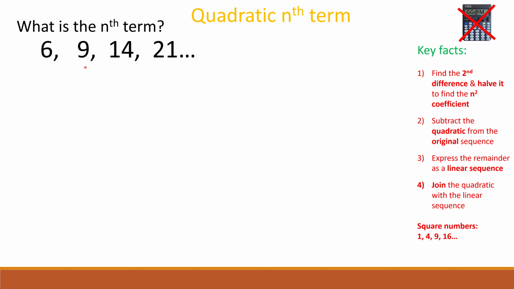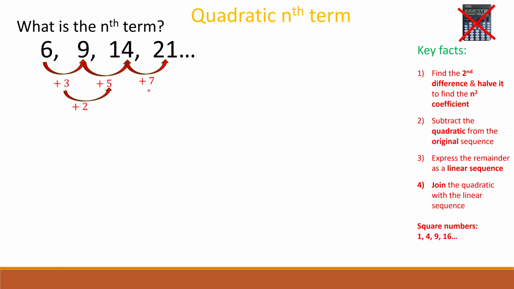If I look at the difference between 6 and 9, it's plus 3. Between 9 and 14 is 5. So again, 14 take away 9 gives you 5. 21 take away 14 is 7. So the differences between these are 3, 5 and 7. They are not the same. If the numbers were the same here, it would be linear. But because the numbers here are not the same, it is not a linear sequence.